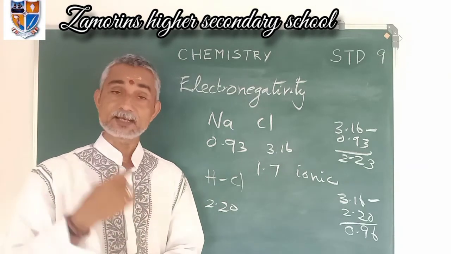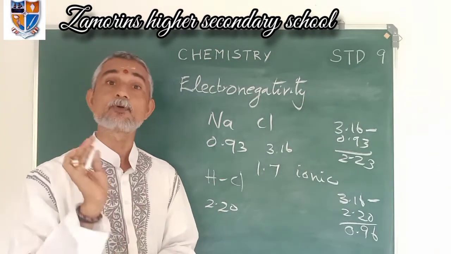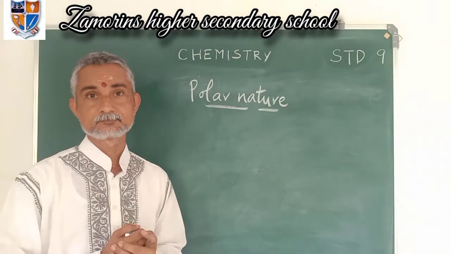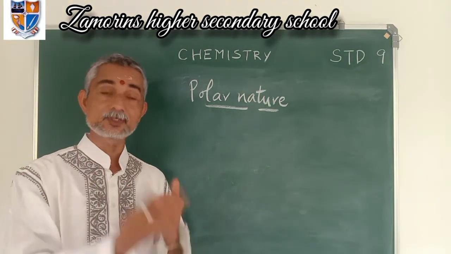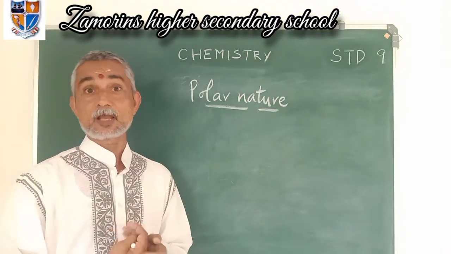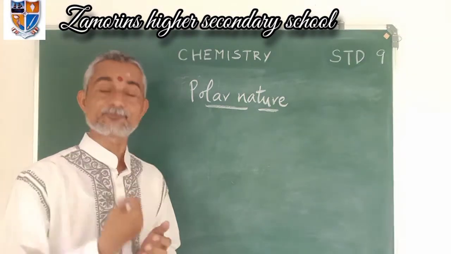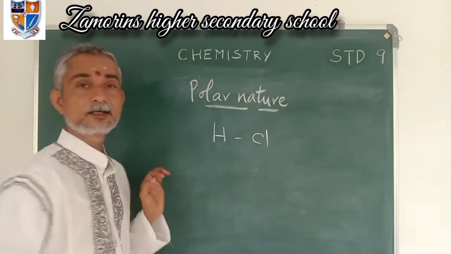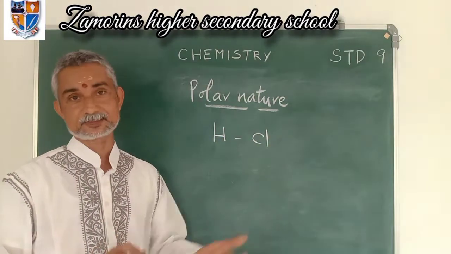Now, we can move to another term, polar compounds or polar nature. See, what is polar nature? In a covalent bond, if the electronegativities of two atoms are the same, they attract equally. But in the case of different atoms, the attraction will be different. That is, in the case of HCl, the electronegativity of hydrogen and chlorine is different.